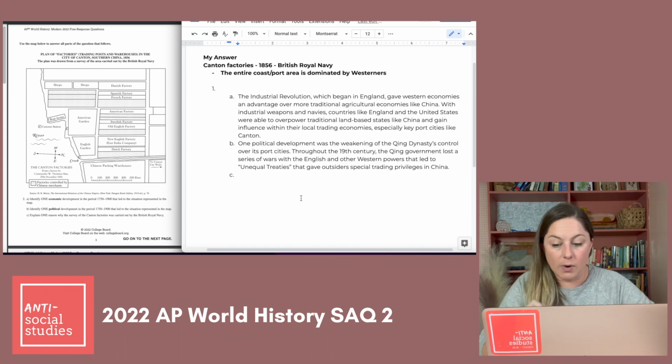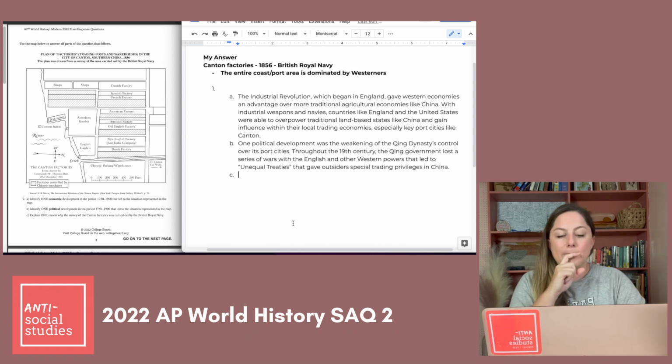Explain one reason why the survey of the factories was carried out by the British Royal Navy. Okay, this is where I might extend my discussion of these unequal treaties, right? Because it does connect to what I said in B. But again, I want to make sure that I'm giving new, unique evidence so it doesn't feel like I'm just recycling my answer from question B.